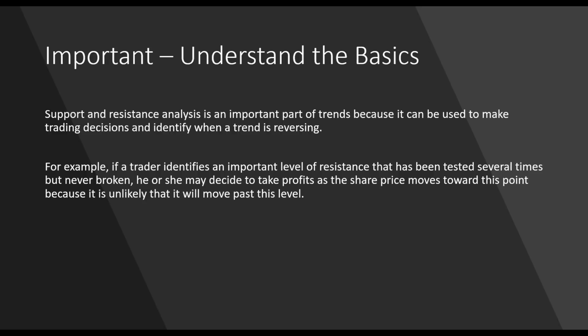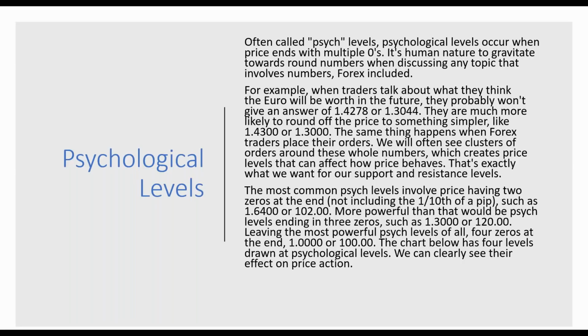For example, if a trader identifies an important level of resistance that has been tested several times but never broken, he or she may decide to take profit as the share price or the asset price moves towards this point, because it is unlikely that it will move past that level.